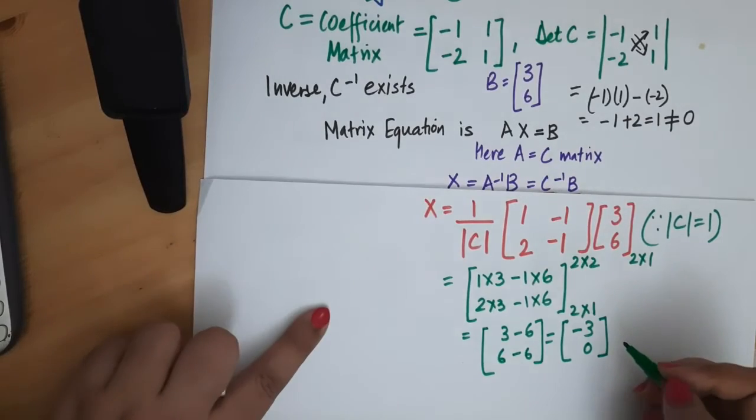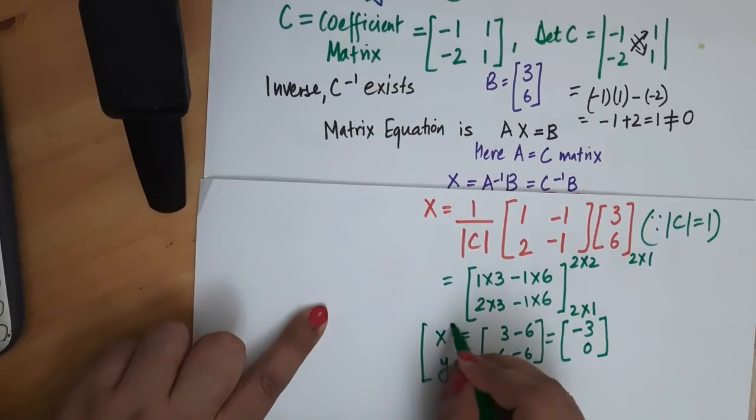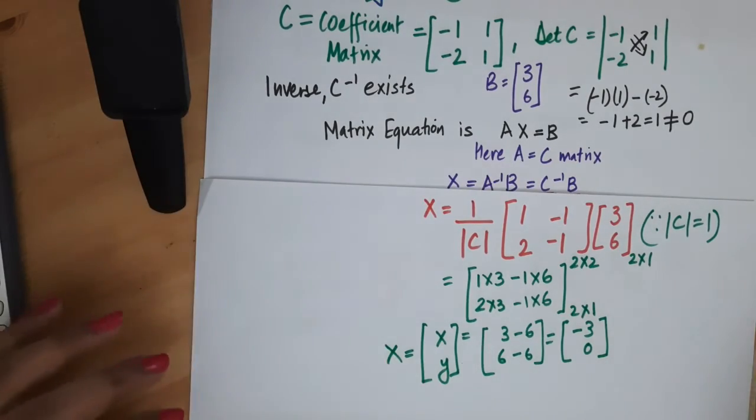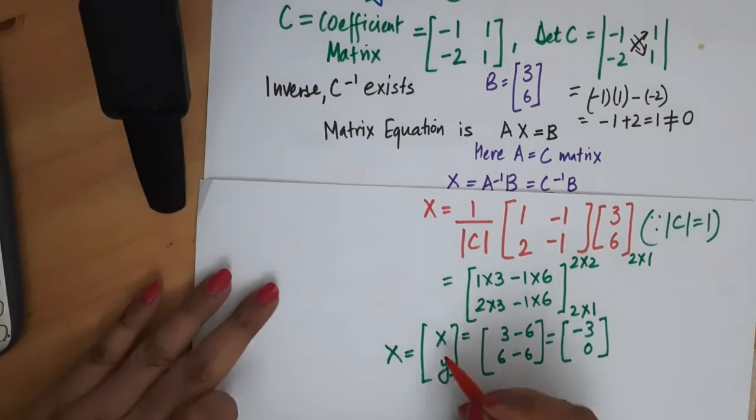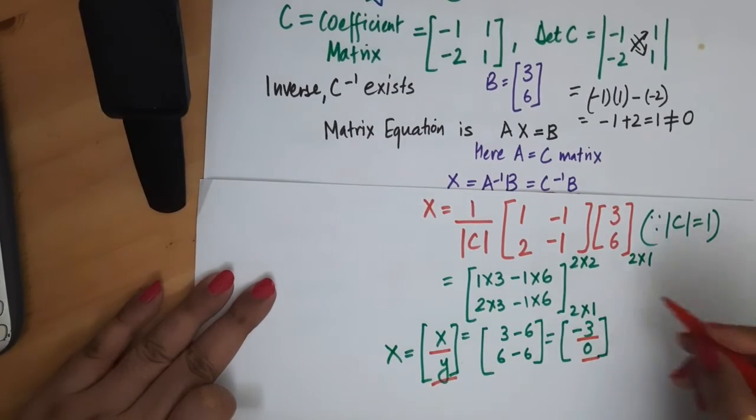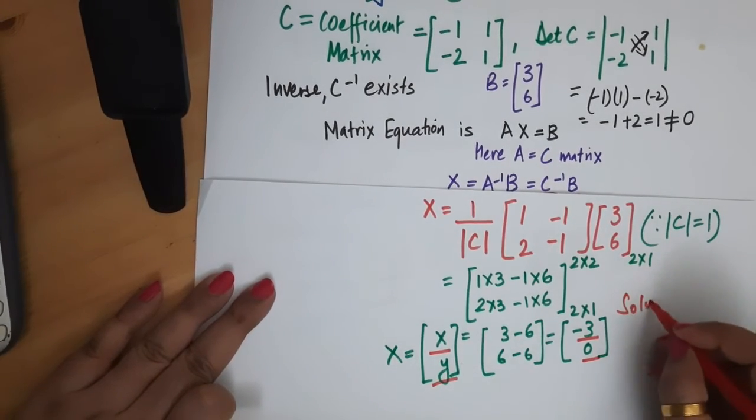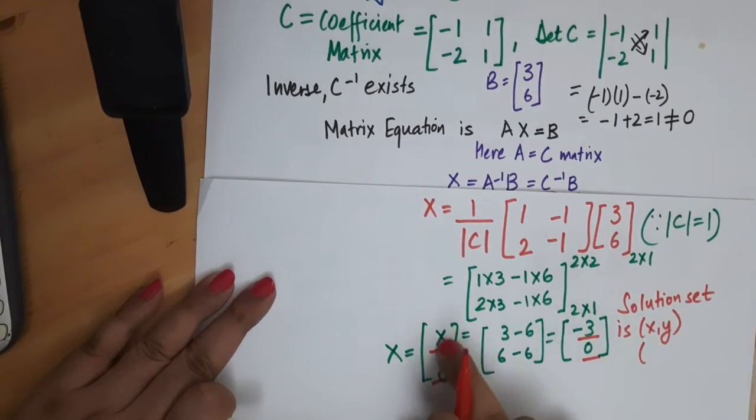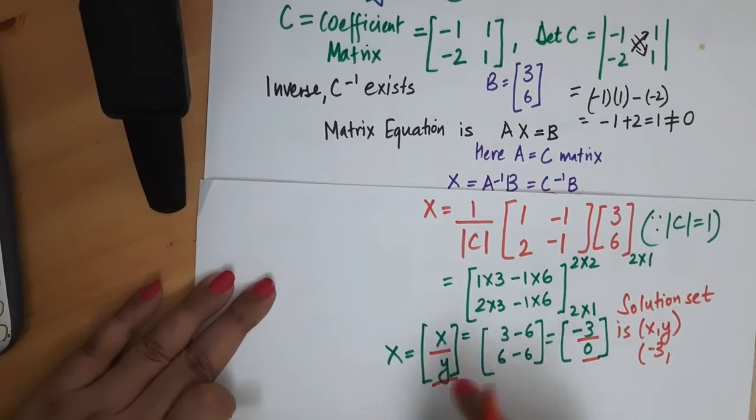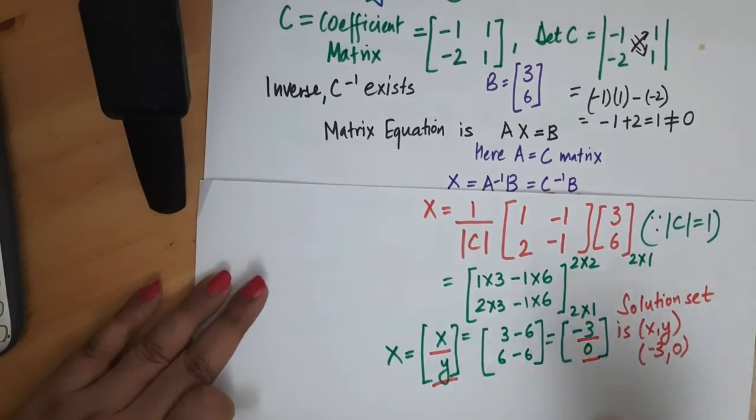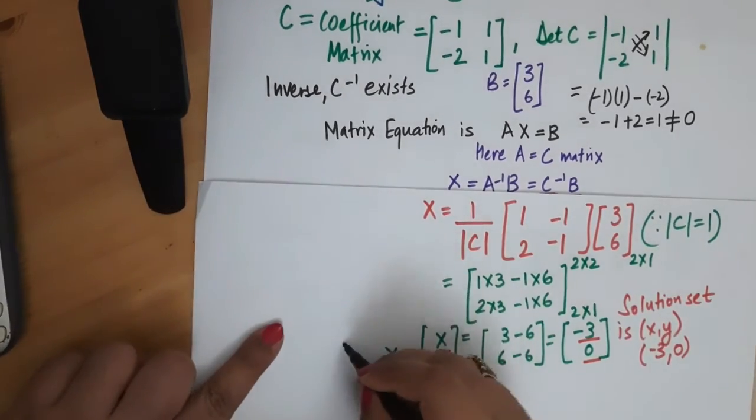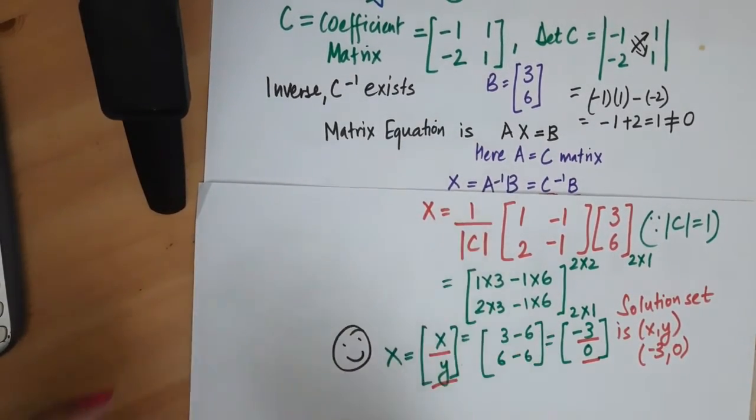Now X matrix is nothing but X comma Y matrix. So now you can make the corresponding parts equal, and from there we get our solution set. So the solution of the system of equations is X equal to negative 3, that's the solution set, and Y equal to 0 because that's the corresponding element. I hope you have understood well how we use matrix equation to find the solution of a 2 cross 2 matrix system of equations. All done.